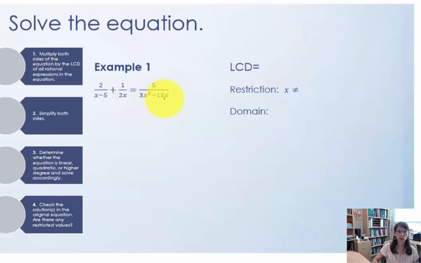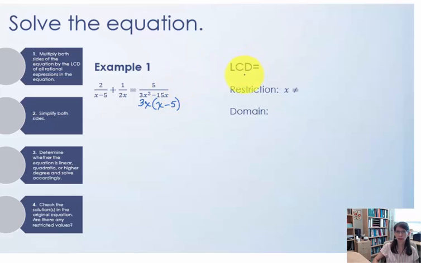3x squared minus 15x, I notice that although there are 2 terms, I have a greatest common factor because 3 and 15 are both divisible by 3, and both terms also involve x. So 3x would be my greatest common factor, leaving x minus 5.